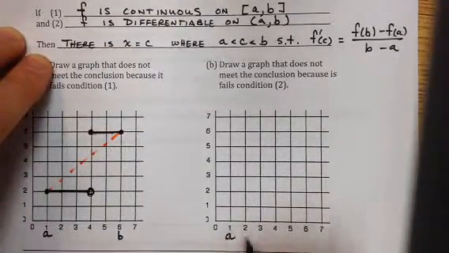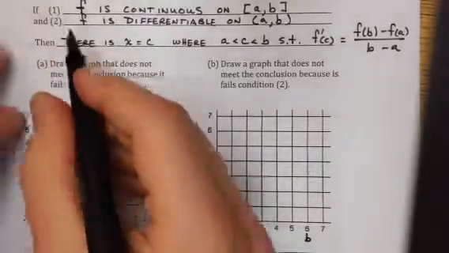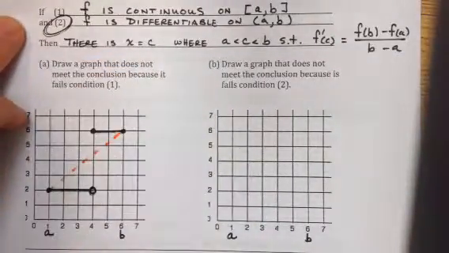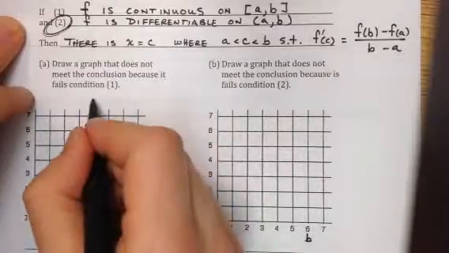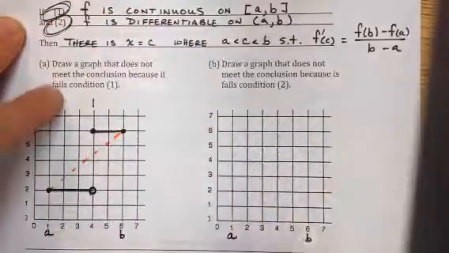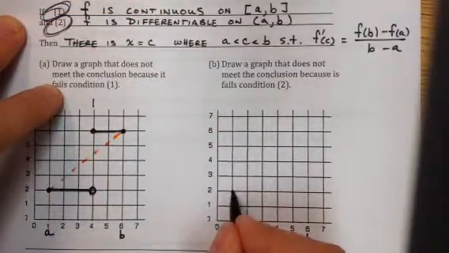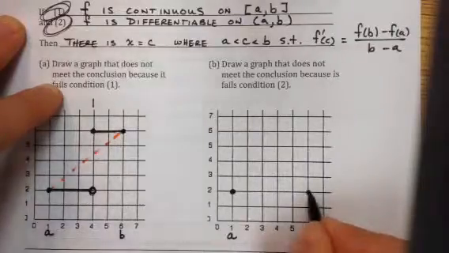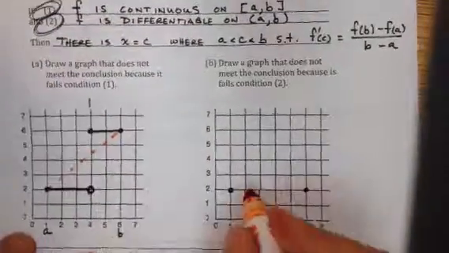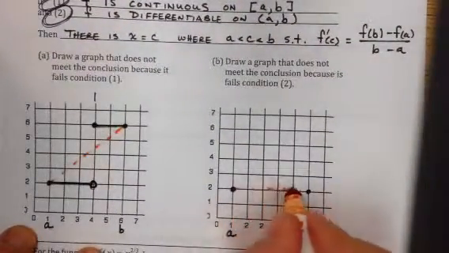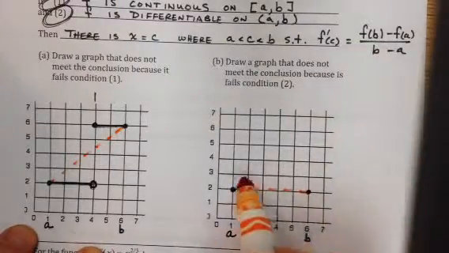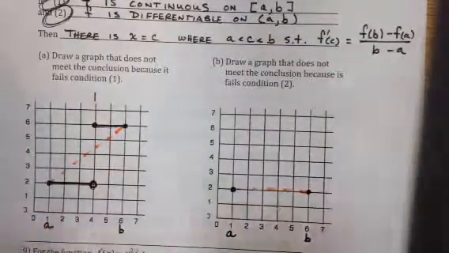Likewise, suppose this is our A and our B again, and this time we're going to violate condition number 2. This was number 1. On number 2, let's suppose this is our endpoint and this is our other endpoint. And so in this case, our average rate of change, this part, is going to be 0.